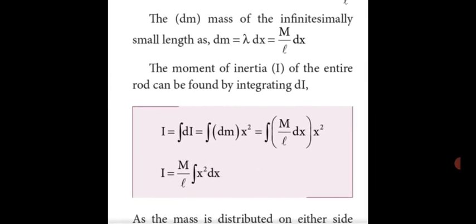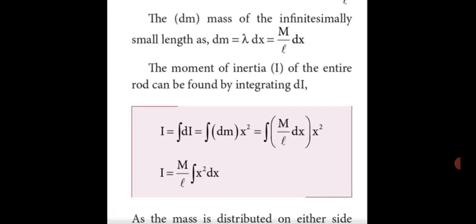So I is equal to the integral of dI, which is the integral of dm x square. Substituting dm again, that is the integral of M by L dx into x square. The constant values are taken outside, since only the changing variable is integrated. M by L is constant, so we take it outside, and the integral part is the integral of x square dx. So I is equal to M by L integral of x square dx.